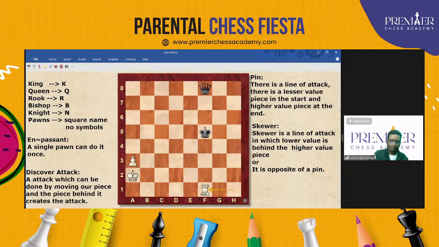Because when we play rook f1, we again are creating a line of attack in which the higher value piece is in front and the lower value piece is at the back. What is the idea? How can we use it in a tournament? Let's say we are playing a game. How can we use this tactic?